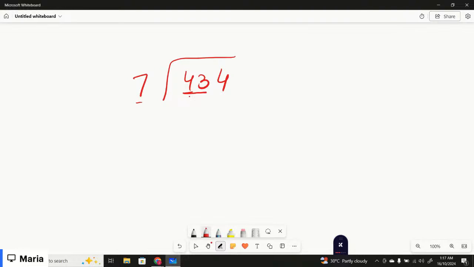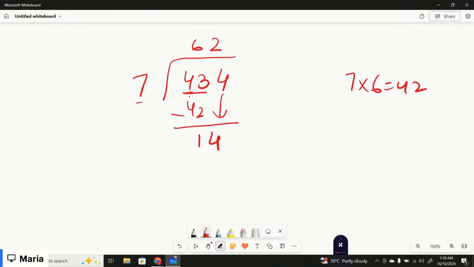You need to count the table of 7 until 43, or the number that is less than 43. We can go for 7 times 6, that is 42. So let's divide: 7 times 6 is 42. Just subtract. 43 take away 42 is 1. Bring the next digit down, make it 14. 7 times what number is 14? 7 times 2 is 14. So 14 take away 14 is 0. 434 divided by 7 is 62. So the correct option is 62.